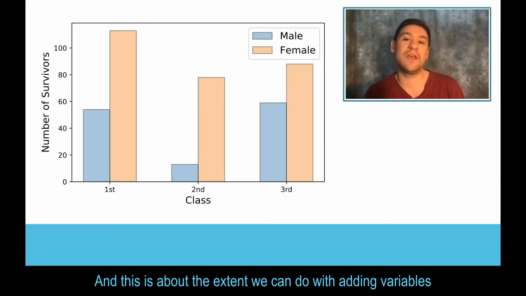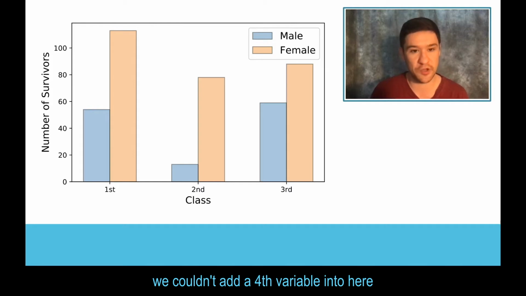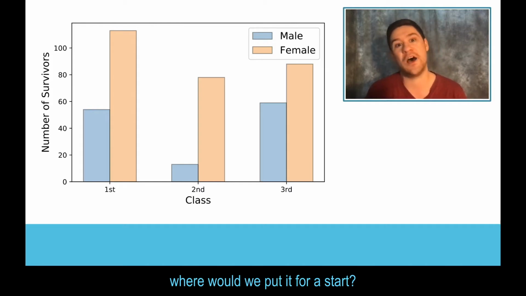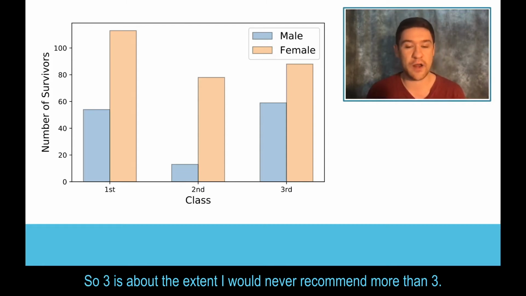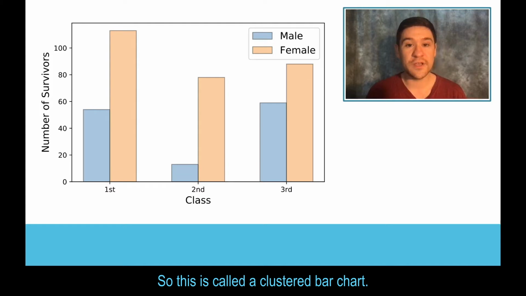And this is about the extent we can do with adding variables. We couldn't add a fourth variable into here. Where would we put it for a start? And it would be really difficult to read even if we could. So 3 is about the extent. I would never recommend more than 3. So this is called a clustered bar chart.